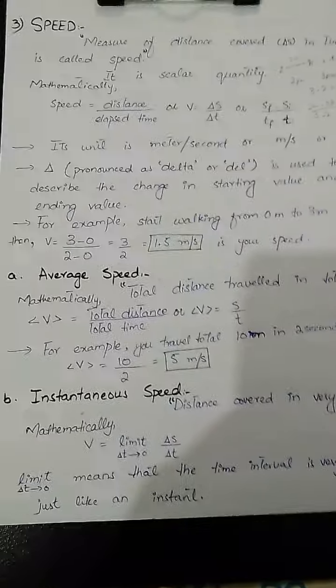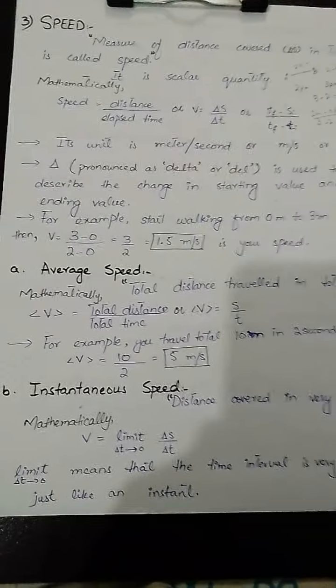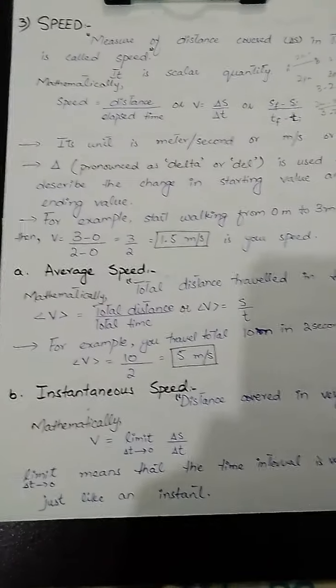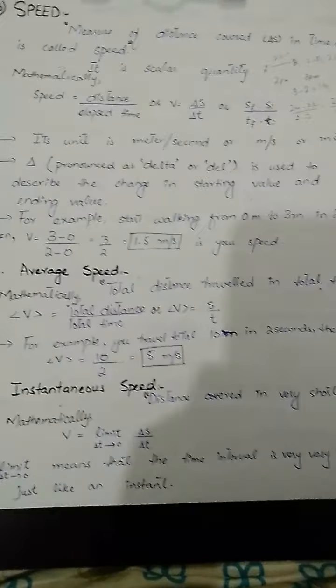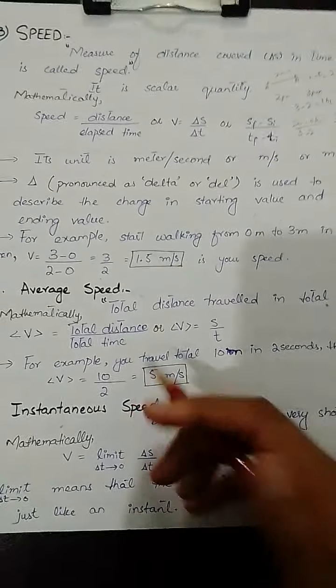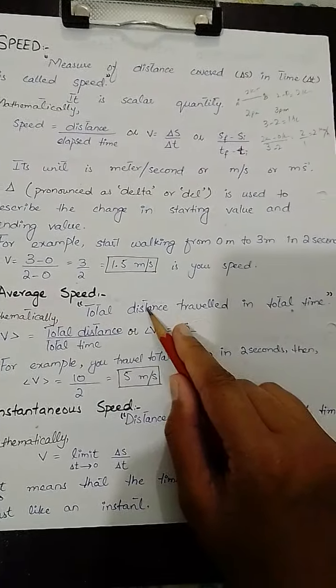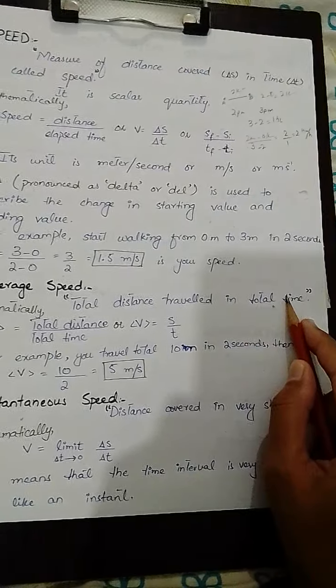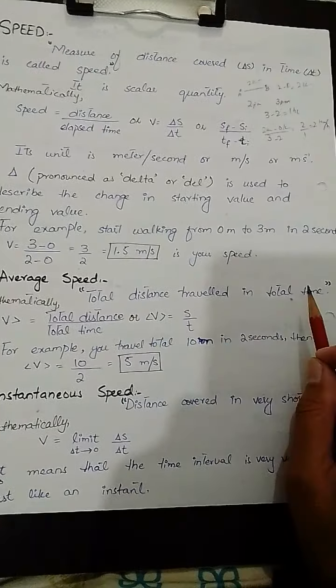Coming towards some terminologies associated with speed. The first one is average speed. Okay, so average speed हमें कब मिलेगी? Whenever it is the total distance traveled in total time. This is just the total distance traveled in total time.